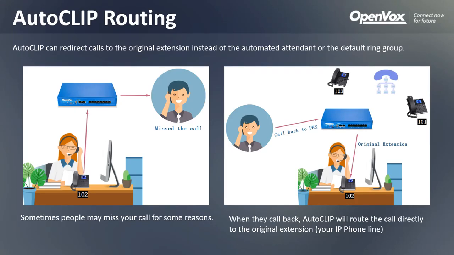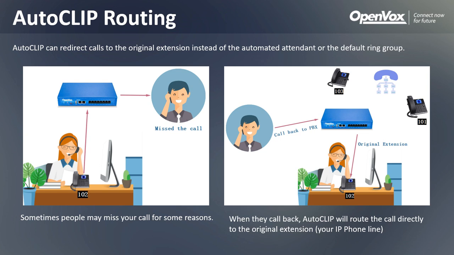In the new version, we have added a function of autoclip routing. Generally, incoming calls are routed to IVR, specific ring groups, queues, extensions, and so on. Autoclip can redirect calls to the original extension according to the stored records of outgoing calls in the autoclip route table.